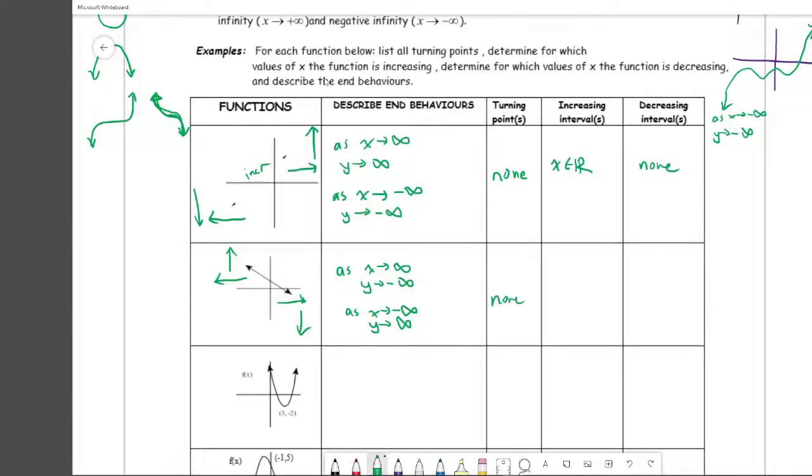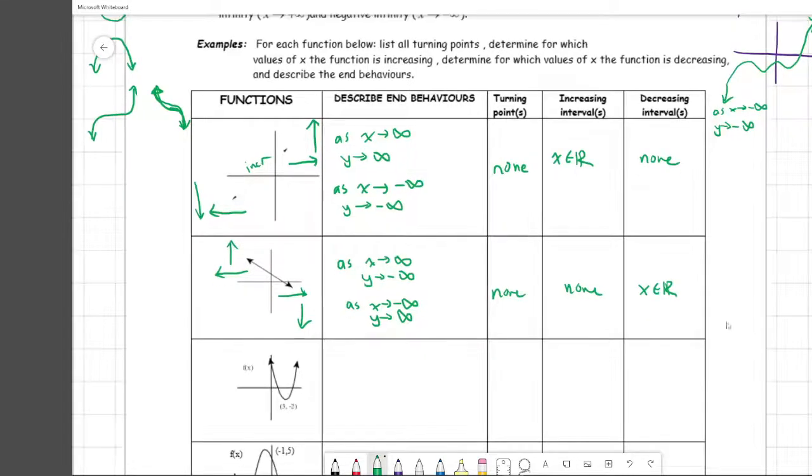Once again, there are no turning points. There are no increasing intervals, and the entire function is a decreasing interval. So we would just say the decreasing interval is all real numbers. It's true at all points, not just at a particular interval.